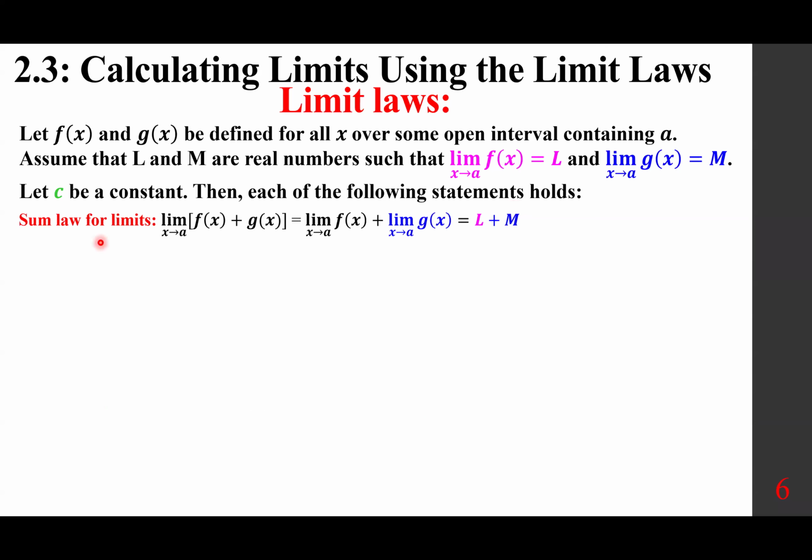So the first one reads, this is the sum law of limits. The limit of f of x plus g of x as x approaches a is the limit of f of x as x approaches a plus the limit of g of x as x approaches a, which makes it L plus M.